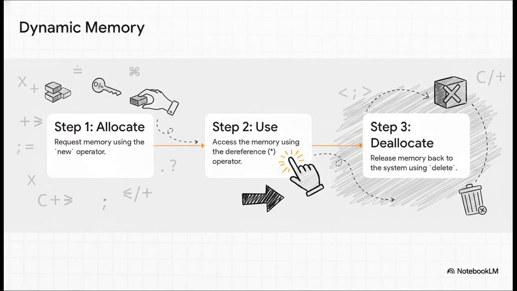Managing this dynamic memory is a pretty simple three-step cycle. First, you request a new chunk of memory with the new keyword. Second, you use that memory with your pointer, just like we've been doing. And third, and this part is absolutely critical, you have to release that memory back to the system using the delete keyword when you're done with it.